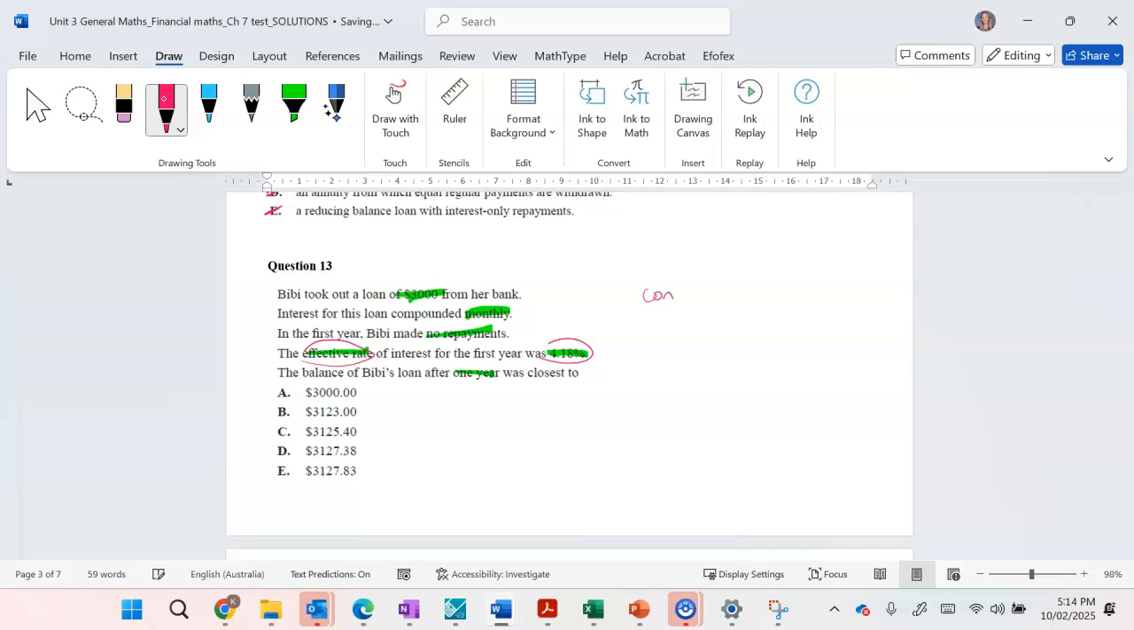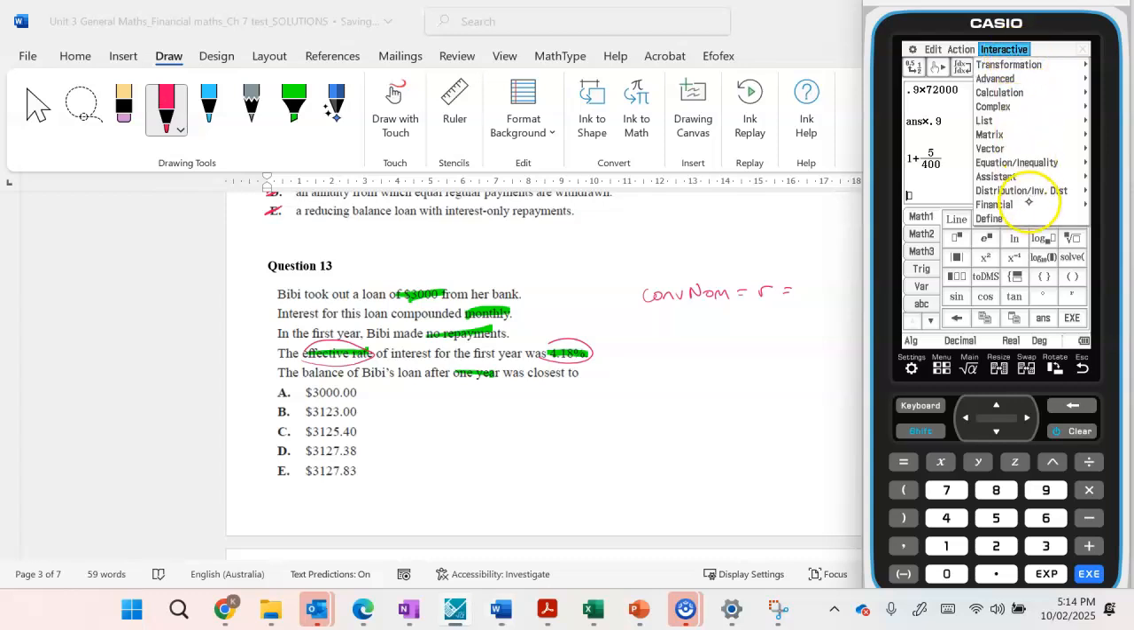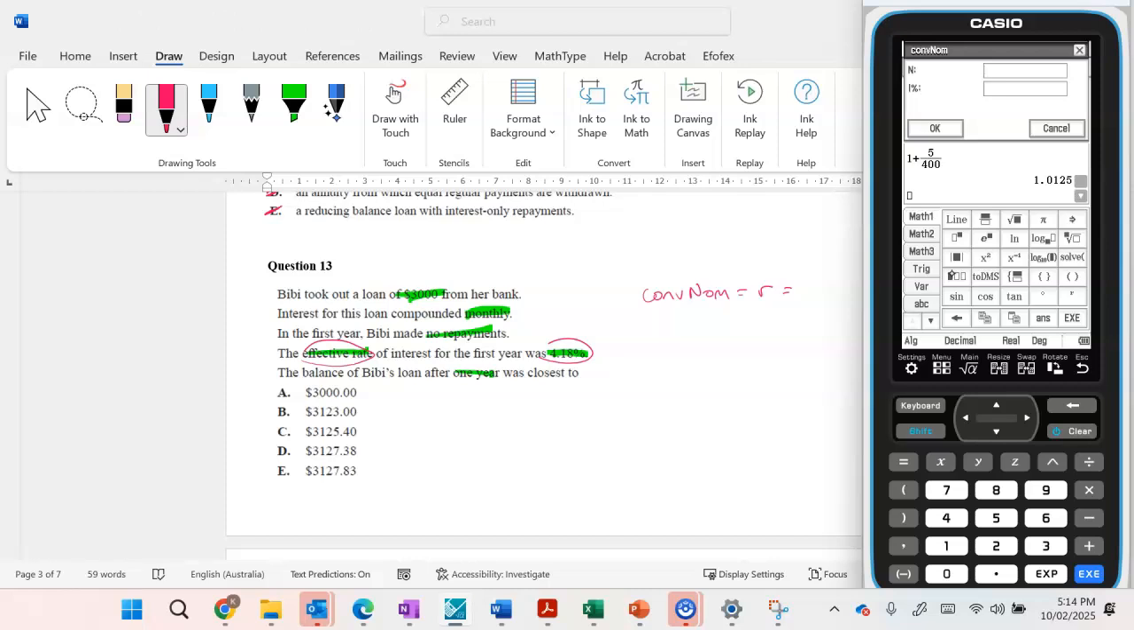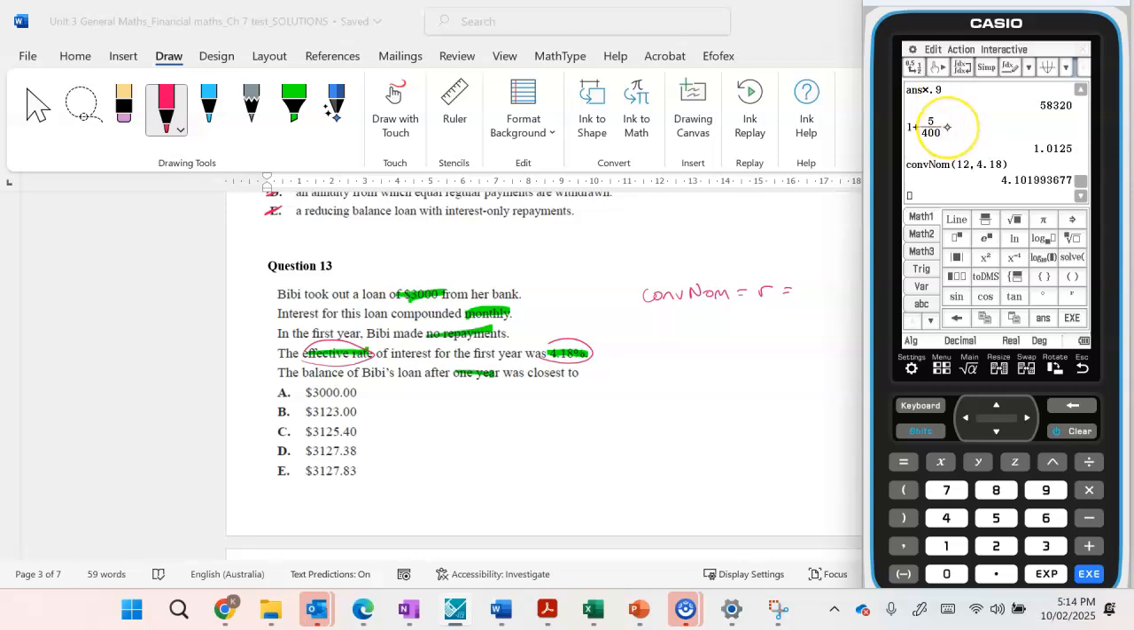We need to work off the nominal interest rate. So we're going to convert to nominal first to get our rate of interest per year. On our calc, we go to interactive financial and then interest conversion, and then we want to convert nominal. Remember, it is the number of compounding periods a year. We've got monthly, so it's going to be 12. And then the effective interest rate is 4.18. Now remember, your effective interest rate is always higher than your nominal, so I should get something less than 4.18 here. And it's 4.102.